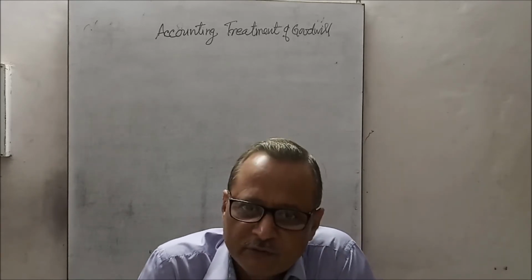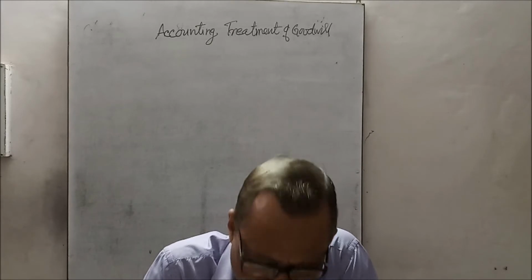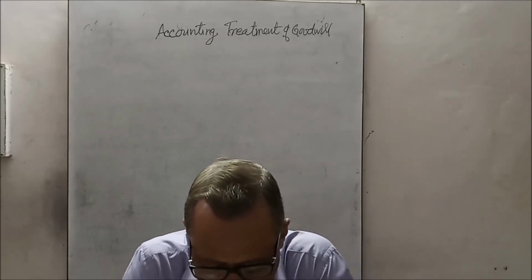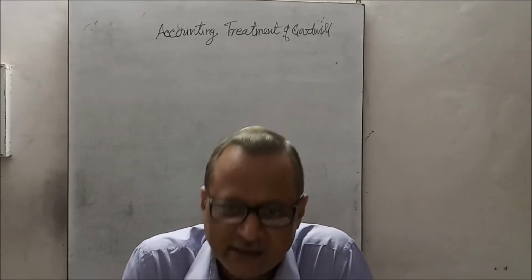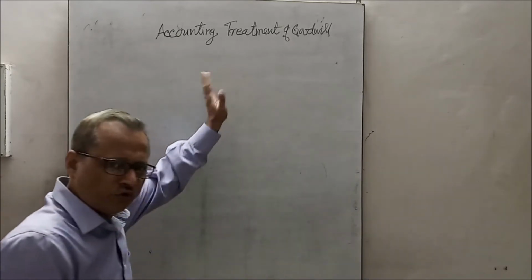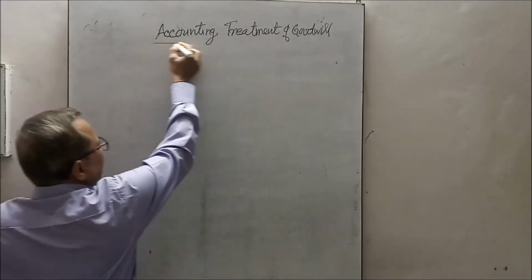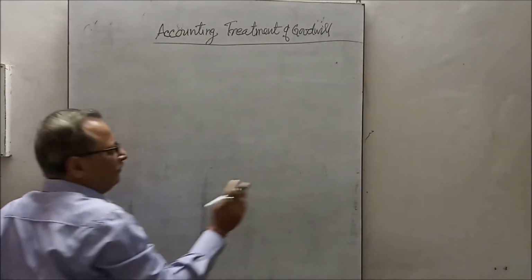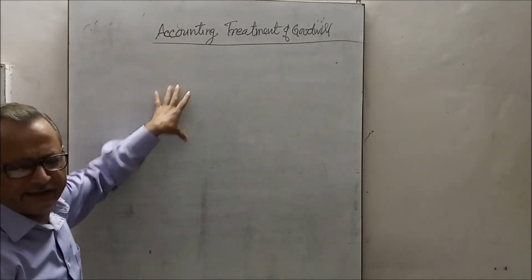What do we have to do? We have to calculate the new profit sharing ratio of K, Y and Z and pass the necessary journal entries in the books of the firm. See how to solve the question if this type of question is asked. You have to pass the journal entry, then the working note is there.